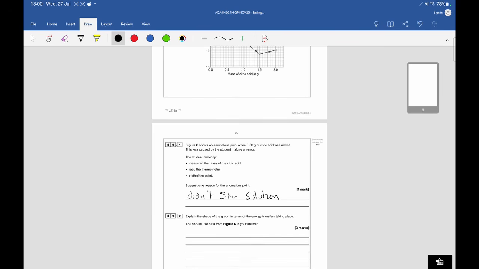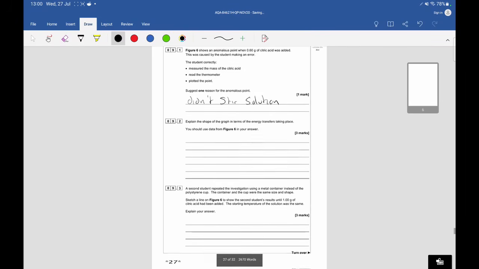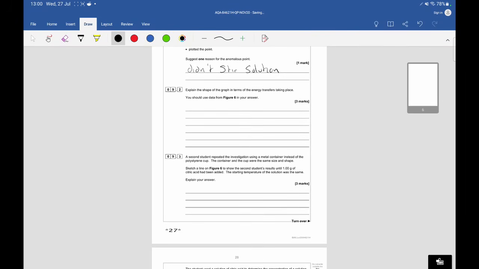You may have said they may have measured the temperature before the temperature stopped falling, or they may have measured the temperature too soon, was also a reasonable answer to mention here, because you might just measure it before that temperature stops changing, and miss out on some simple marks. Question 9.2, to explain the shape of the graph in terms of the energy transfers taking place, you should use data from figure 6 in your answer.